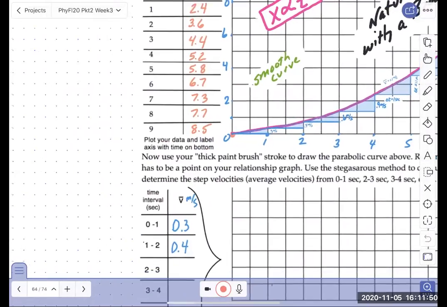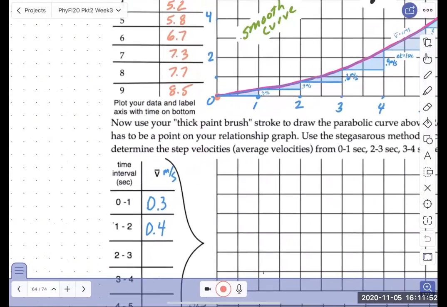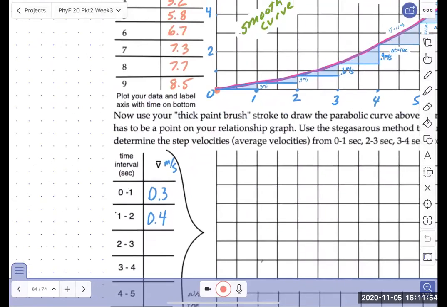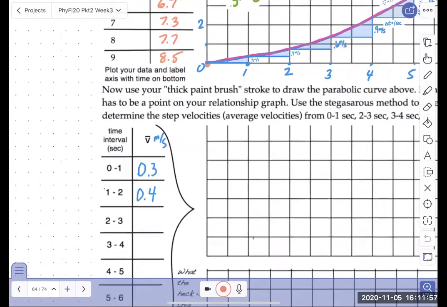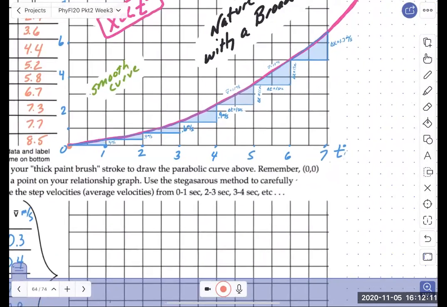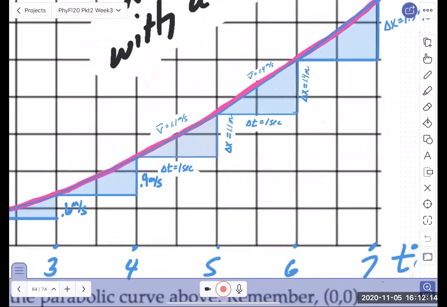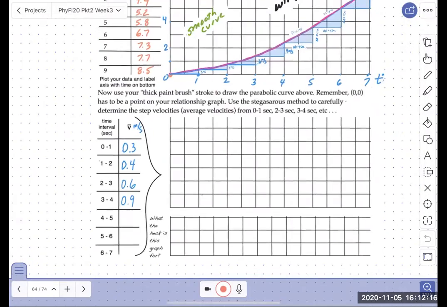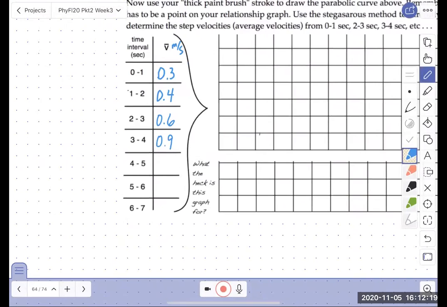Anyway, back to this. So 0.4 meters per second for between 1 and 2. Between 2 and 3, we said it's 0.6. And then I'm just reading this off, 0.9. And then we had 1.1, 1.4, and 1.7. So those are our slopes.